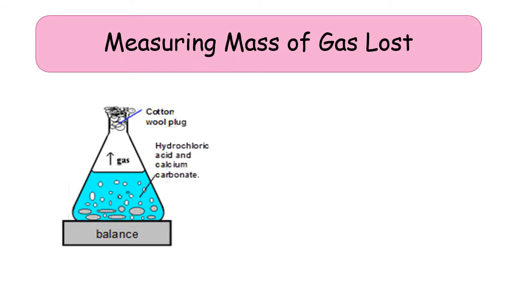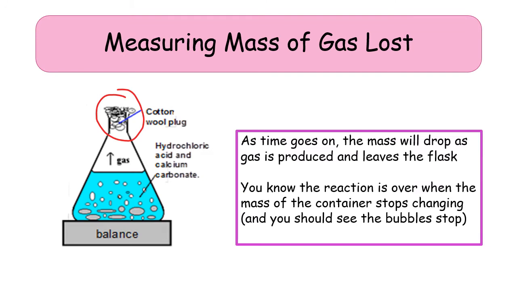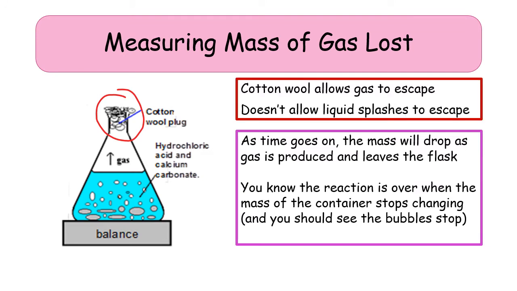The other way of measuring rate of reaction is to measure mass lost. And it's usually gas that's being lost. In this case, you just do your reaction on a mass balance, so on a scale. You make sure that the top of your reaction flask has some cotton wool in it. The cotton wool allows the gas to escape, but it'll trap any liquid or any solid that might try and escape from the flask. So it only allows gas through.